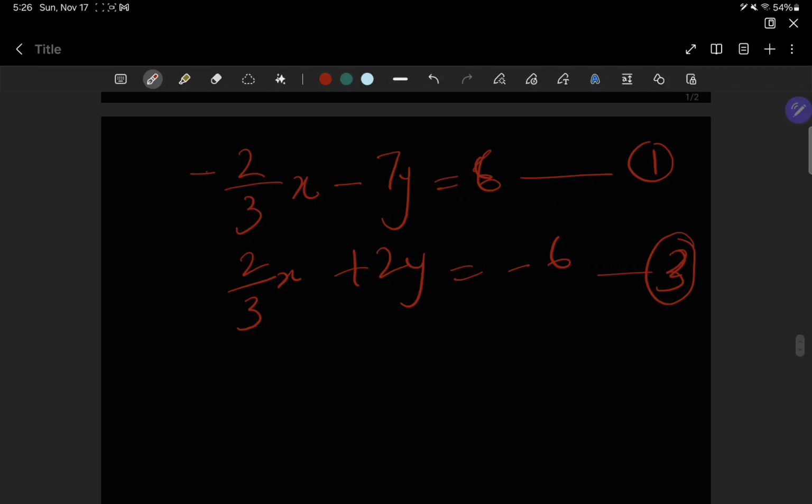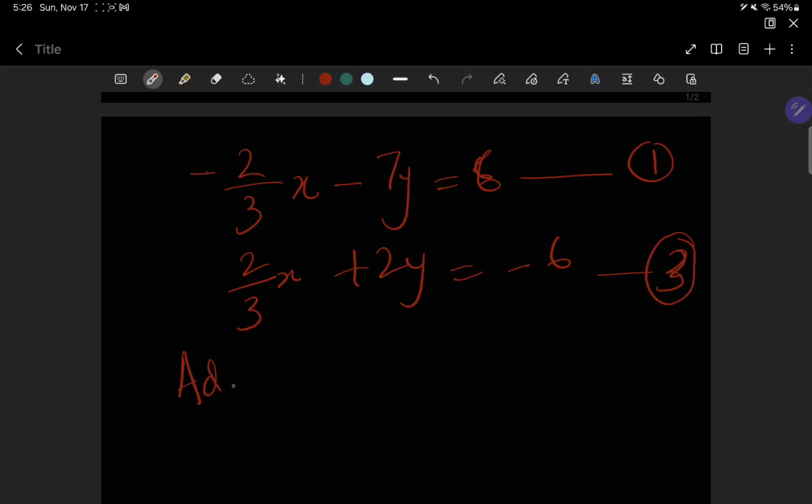Look at them. For x, the coefficient number is the same now, 2 by 3, 2 by 3, and the signs are different. And that's what our goal is. We want the signs to be different, the negative and positive, that is, and we want the coefficient, the number itself, to be the same. So now we can add them up.